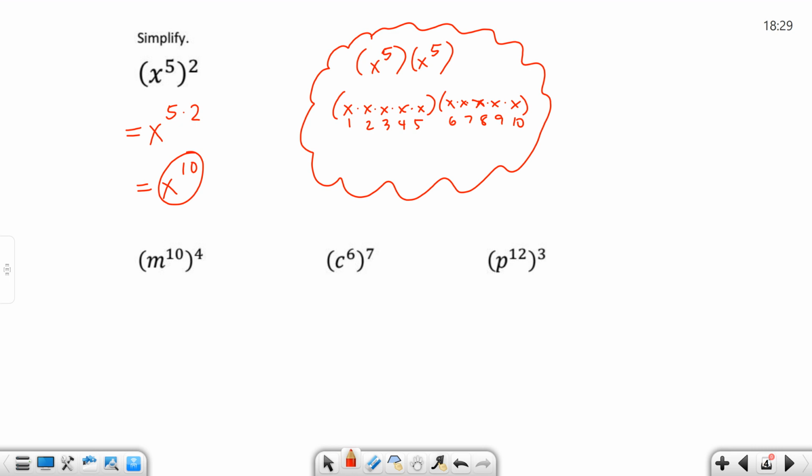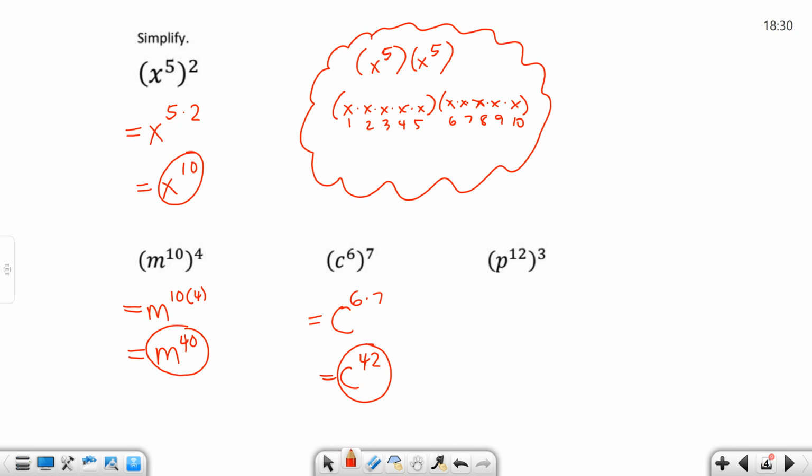All right? So here we have m to the 10th to the 4th. So the rule says m to the 10 times 4. I'm going to use a parenthesis there just because I used a dot up there. It doesn't matter. It's the same thing. M to the 40. You just can't write 10 4 because then that's 104. That's different. All right, leave that there. C to the 6th to the 7th. Again, one c, two powers. That's when you know to multiply. C to the 6 times 7, which is what? C to the 42.